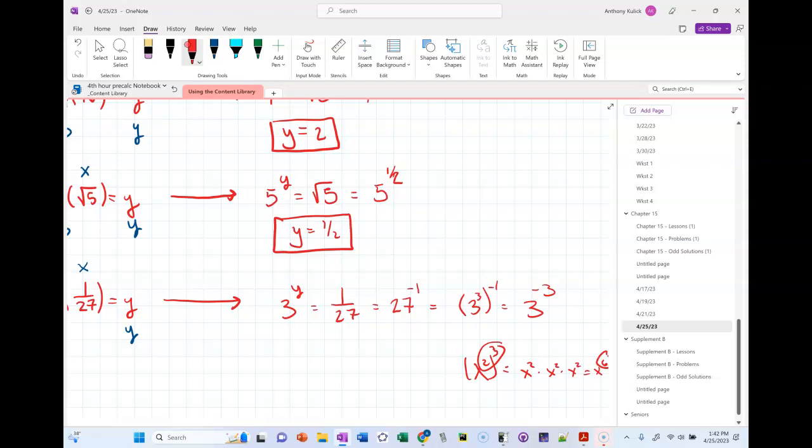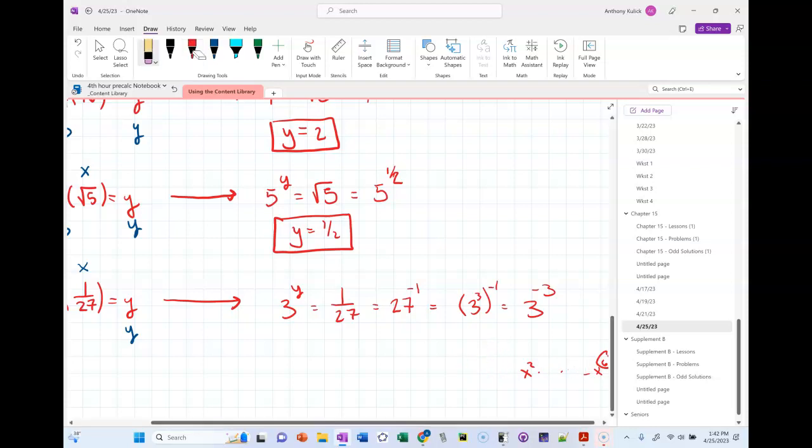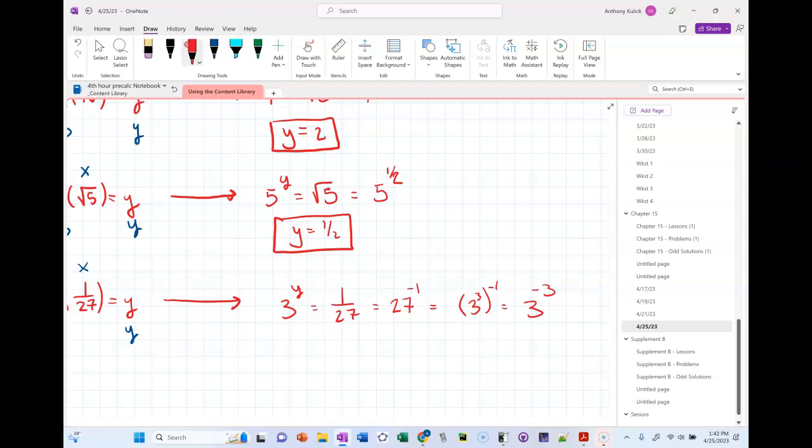So the y should be -3. Does everybody feel okay on that one? Little sneakier. I had to dig out some properties of exponents that maybe I didn't remember, but that's okay.